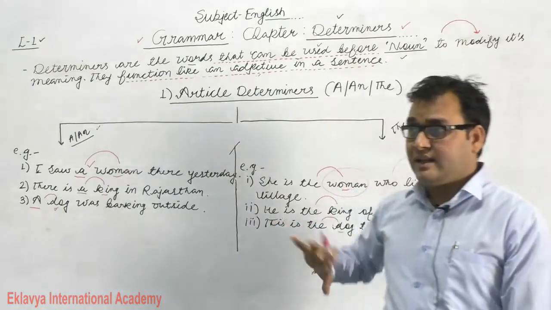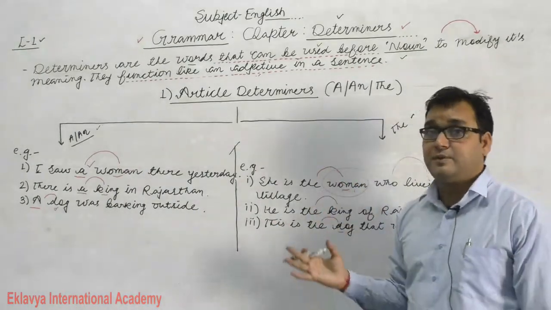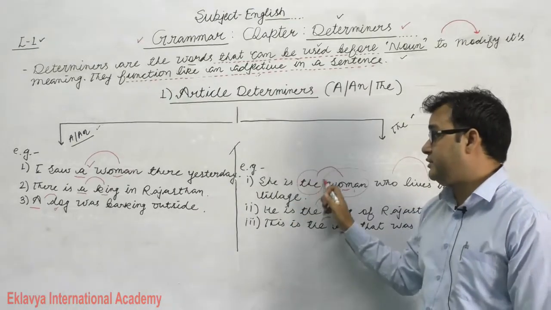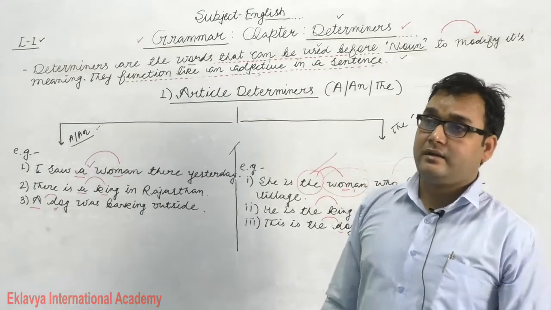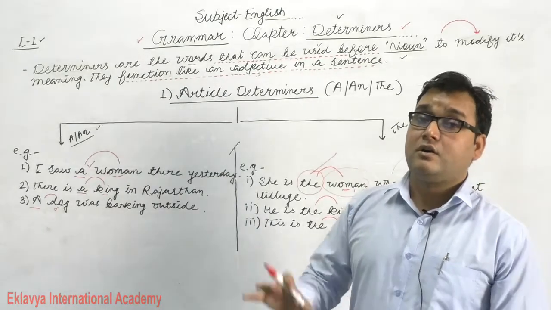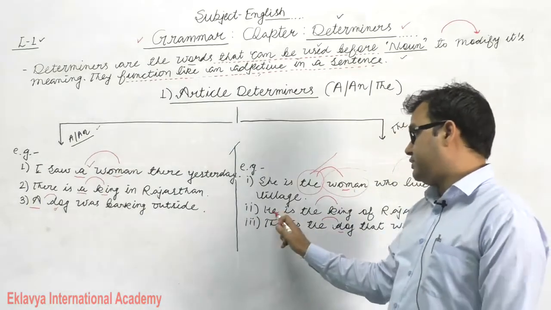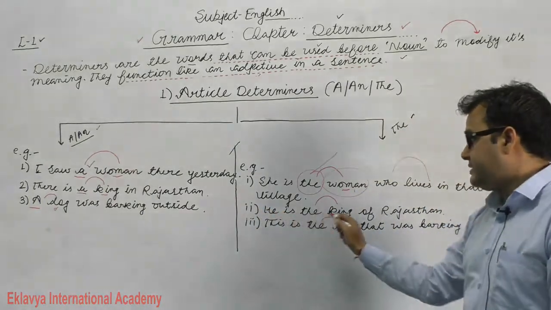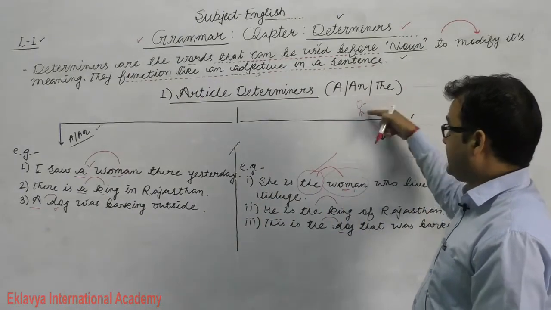Is it clear? So in that situation, the position of the noun has become definite. So where the position of the noun is definite, the article will be used. Which article? The. Okay. Where the position of the noun is definite or certain, the article the will be used. Example number second is: he is the king of Rajasthan. He is the king of Rajasthan.